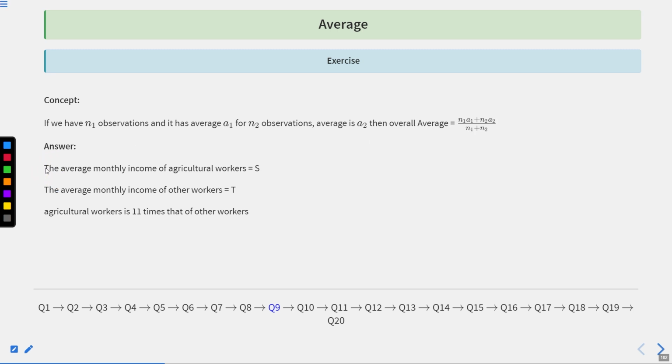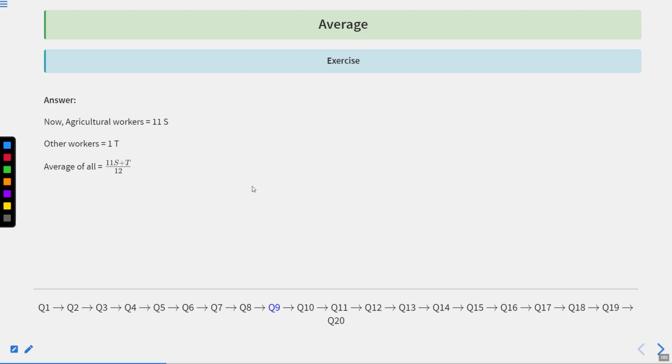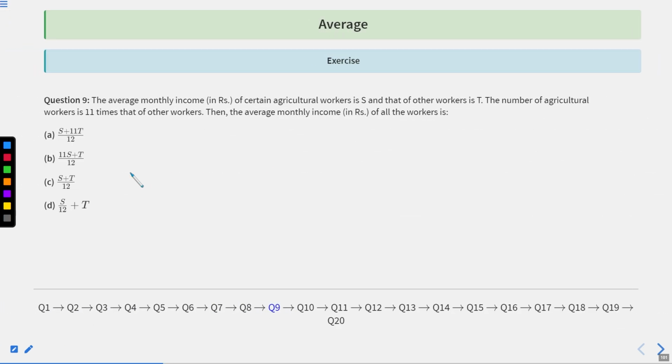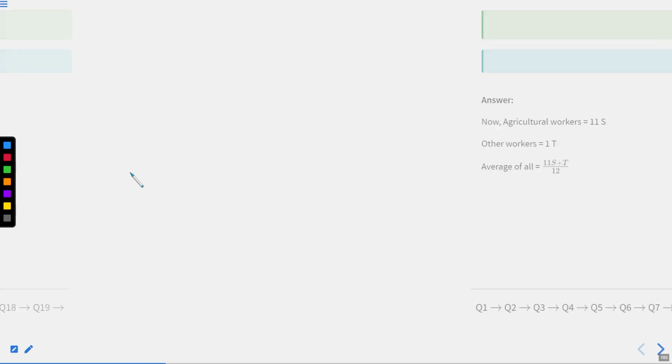Moving to the solution, it is given that the average monthly income of an agricultural worker is S, and the average monthly income of other workers is T. The number of agricultural workers is 11 times that of other workers. All this information is already provided to us in the question. So agricultural workers are 11, other workers are 1, and the average of all is going to be 11S plus T upon 12. So that will be option number B.